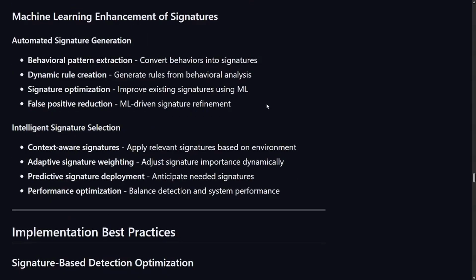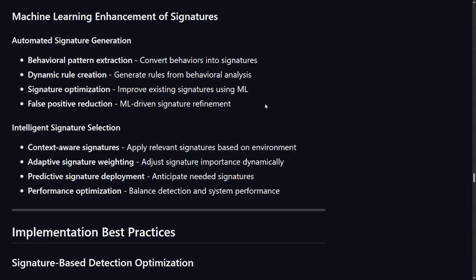For machine learning enhancement of signatures, we have automated signature generation, right? Behavioral pattern extraction. Convert behaviors into signatures. Dynamic rule creation. Generate rules from behavior analysis. Signature optimization. Improve existing signatures using machine learning. False positive reduction. We have machine learning driven signature refinement. Intelligent signature selection. Context-aware signatures. Adaptive signature weighting. Predictive signature deployment.